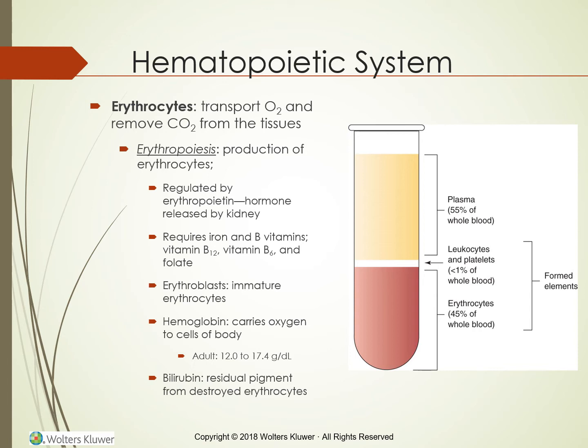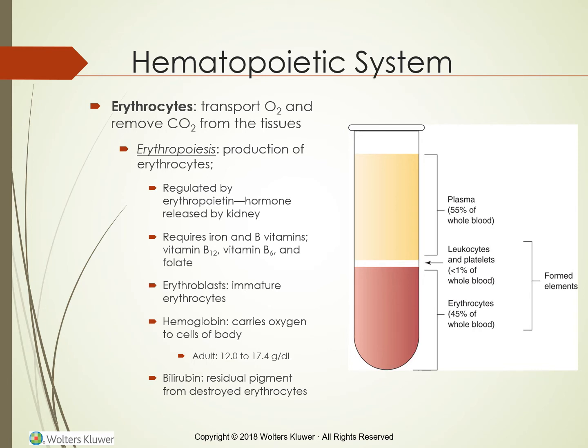Erythrocytes circulate in the blood for about 120 days, after which the spleen removes them. The liver removes severely damaged erythrocytes. When erythrocytes are destroyed, the iron component of hemoglobin is returned to the red marrow and reused. The residual pigment is stored in the liver as bilirubin and excreted in bile.